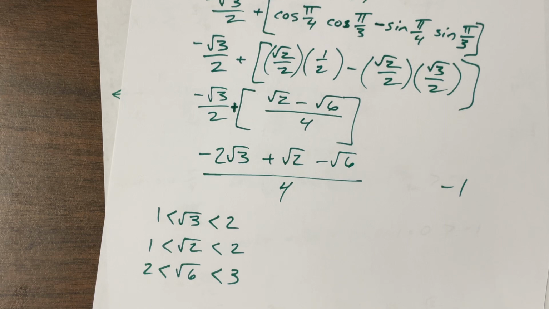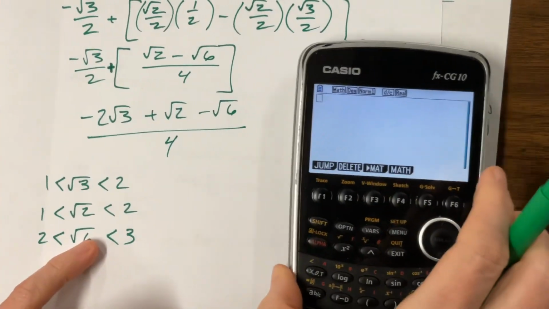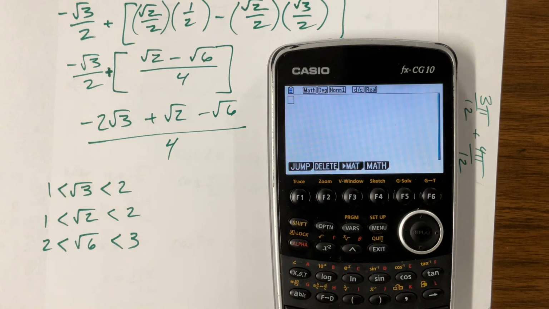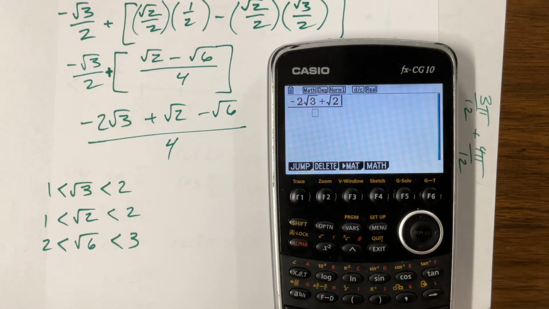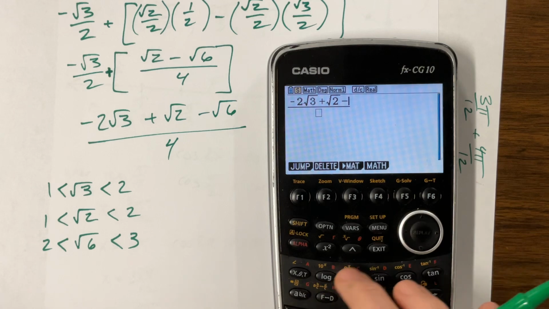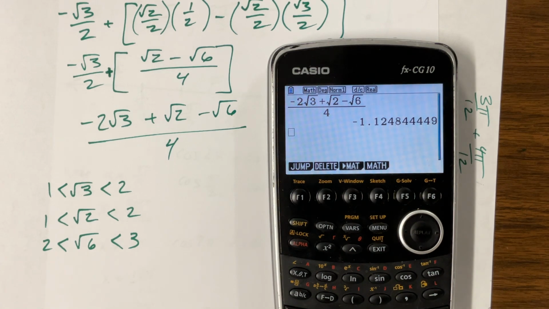I just found a calculator. Let's see. Hang on. Okay. If I plug all this in, I want to prove that this is smaller than -1. We have a -2 root 3 plus a root 2 minus a root 6, everything divided by 4. And that is more negative than -1. We were right. Cold comfort, I guess.